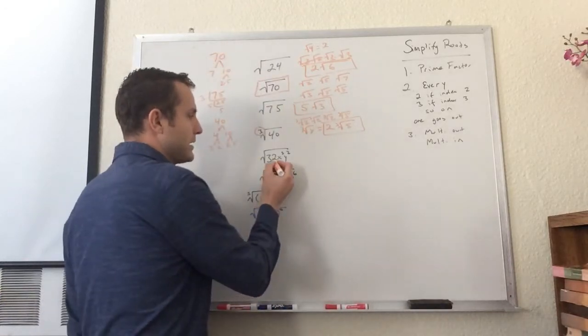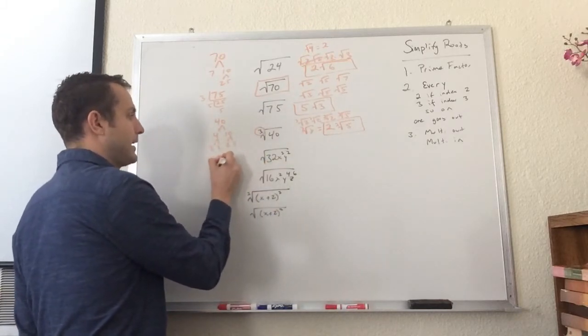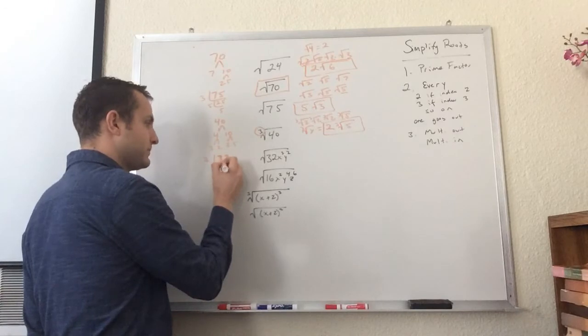So what we're going to do here is we're going to do the same thing with the number that we already did. We're going to do 32. We're going to go ahead and do our prime factorization.